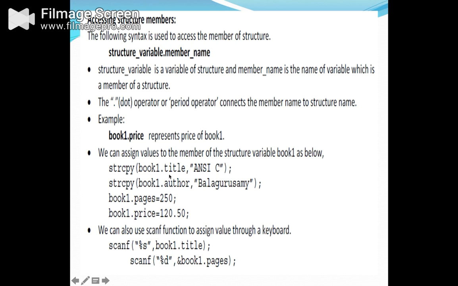Here book1.title means the title attribute of book1. Book1.author and book1.pages. All these dot operators are used to connect with the attributes of the structure.